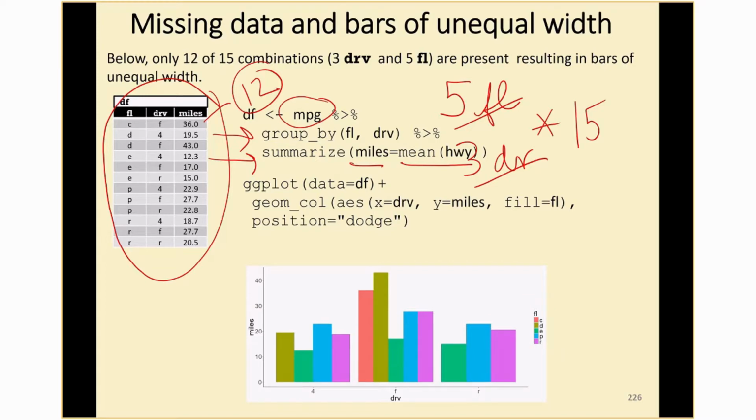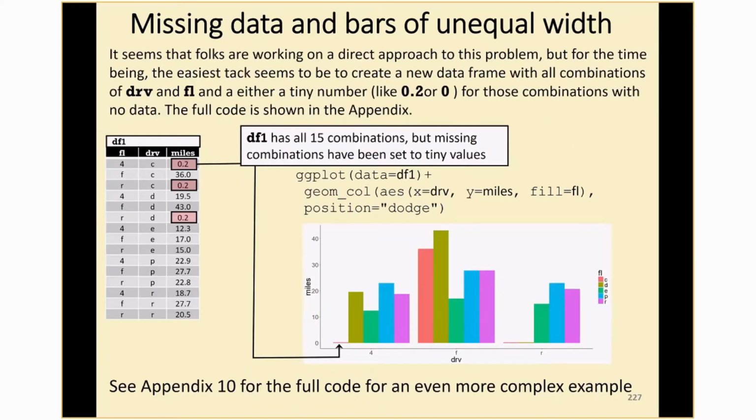We've got these different width bars depending on the drive as a consequence of missing records, and that's pretty ugly and pretty unacceptable for your thesis. So how do you solve that problem? Well, to me, the best way to solve that right now is to modify the data frame. And so if we were expecting 15 combinations, but only had 12, then the thing you do is to locate the 3 missing combinations. I've done that there and assigned them a really small value.